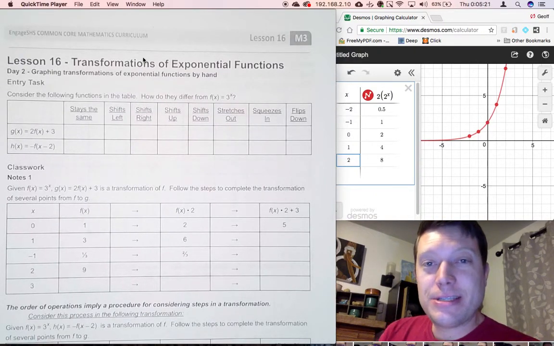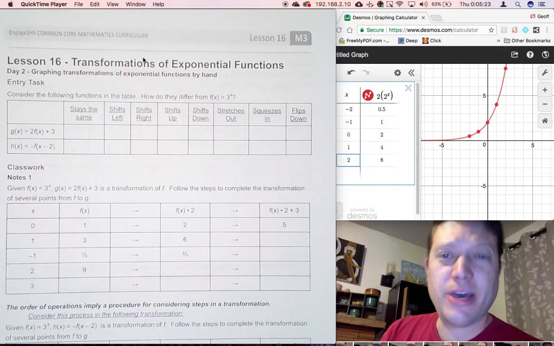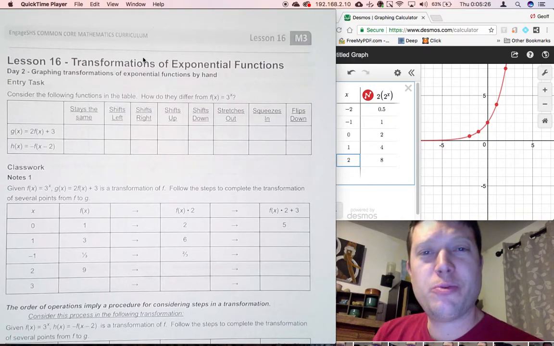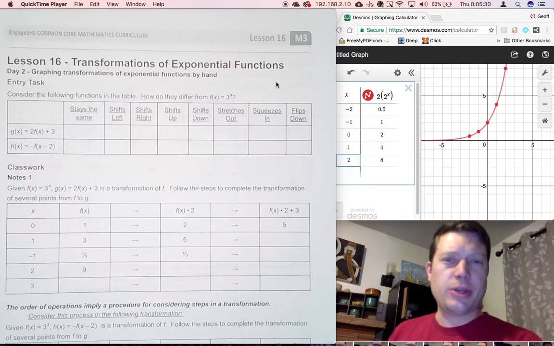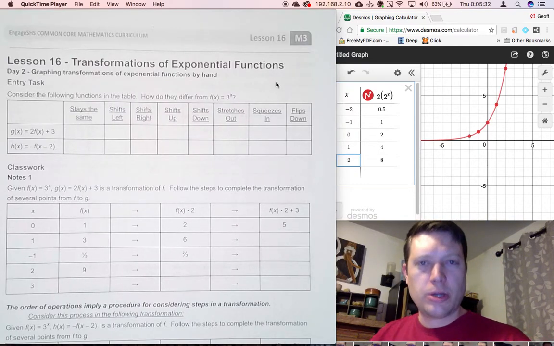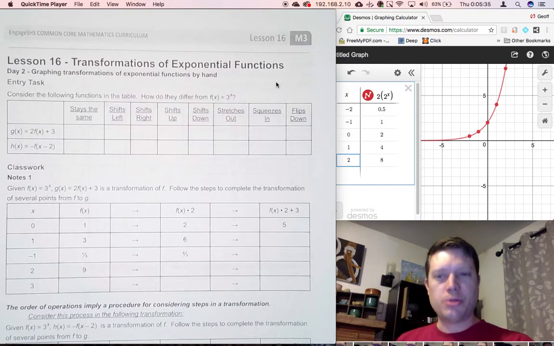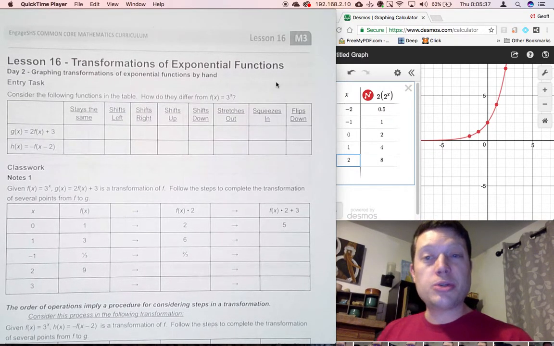Welcome to Lesson 16, Day 2, Transformations of Exponential Functions, where we graph transformations of exponential functions by hand. Well, we'll get there, and probably confirm a lot of things along the way using Desmos or some sort of graphing utility. Let's do the intro task together.